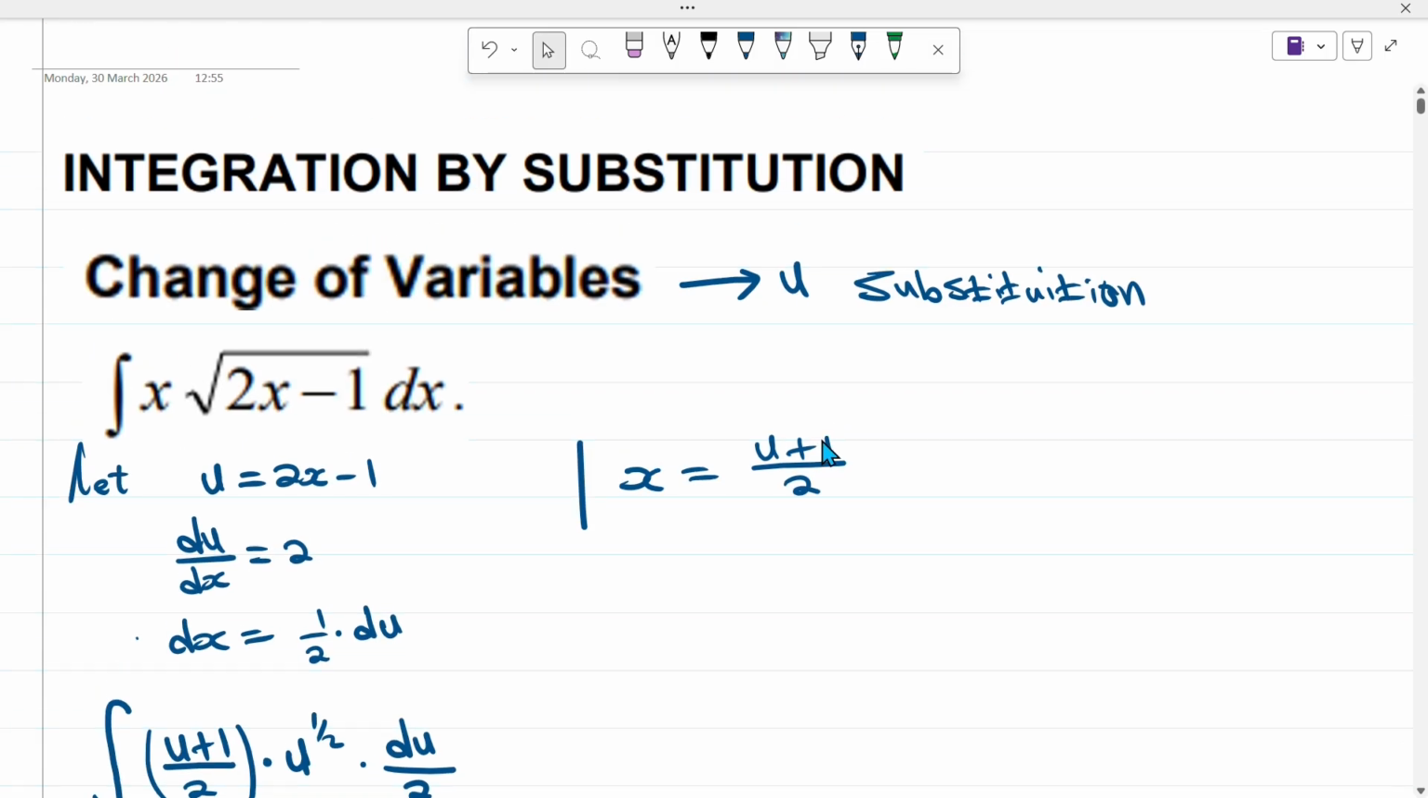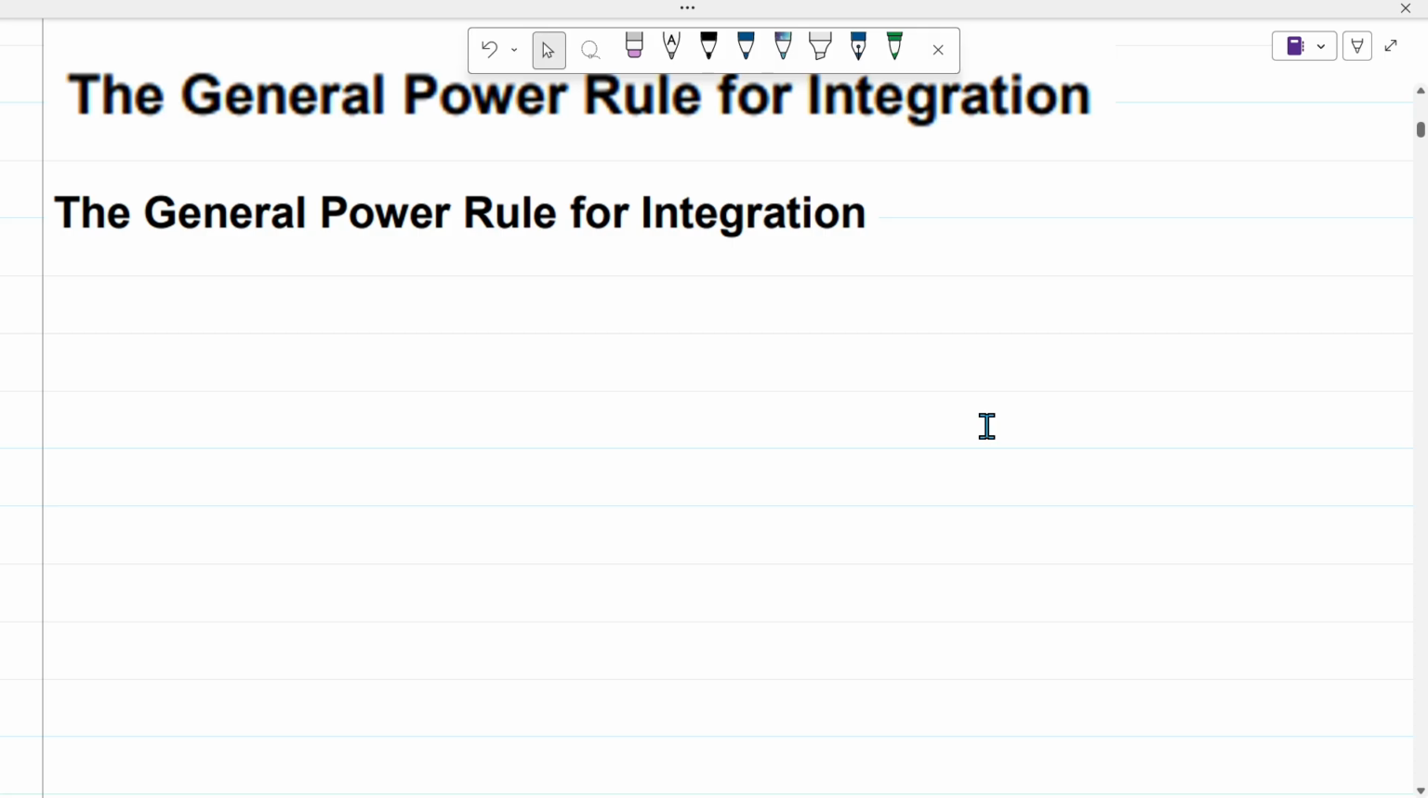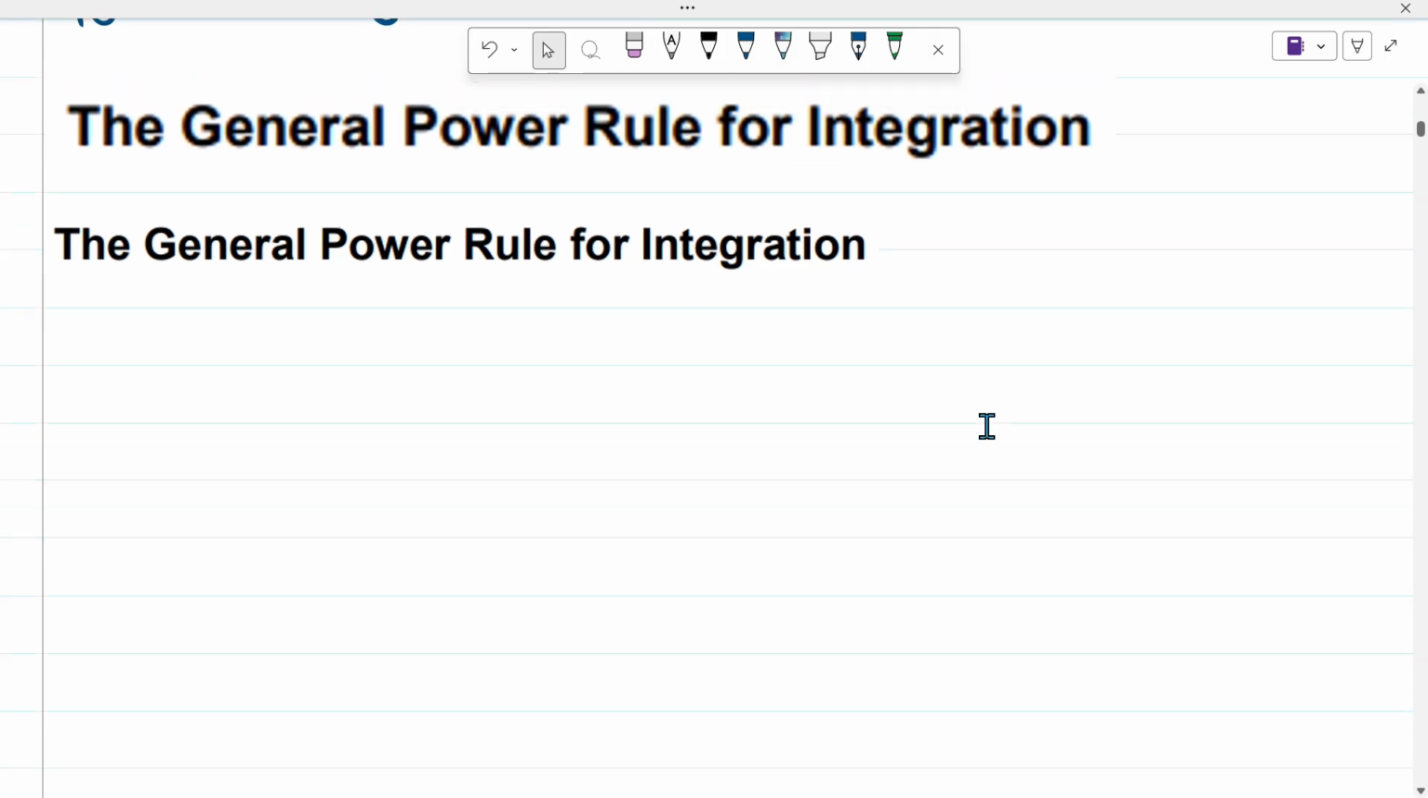All right. So this u substitution works together with this other method that we call general power rule for integration. So now let's discuss this one, and then I'll explain the difference between these two things. So general power rule is this one. Let me write it down.